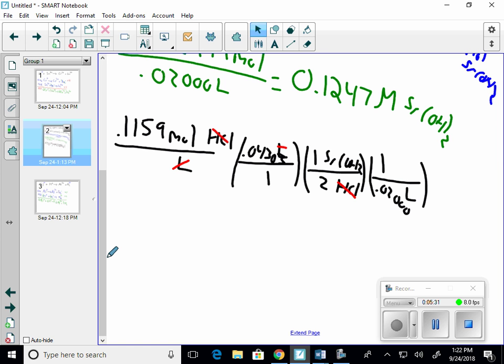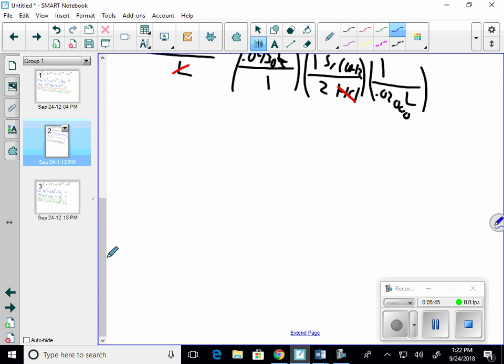So that's the first thing I want to show you. The last thing I want to show you is what's referenced on this how-to sheet. Number 1 was use solution stoichiometry. Number 2 says use dilution math plus balanced equation. Just a minute ago, we might have been doing dilution math. What's the equation for dilution math? M1V1 equals M2V2.